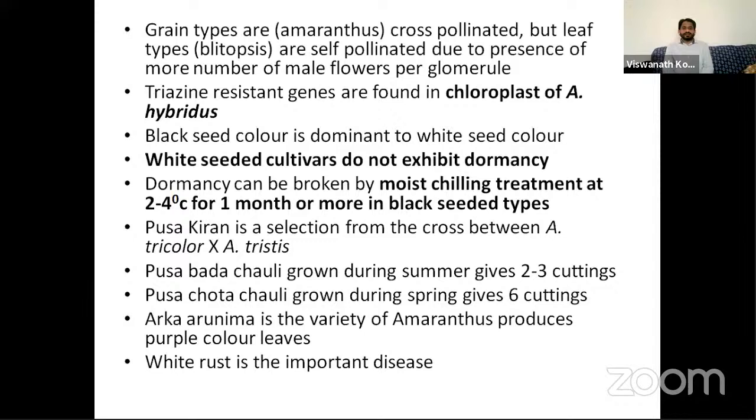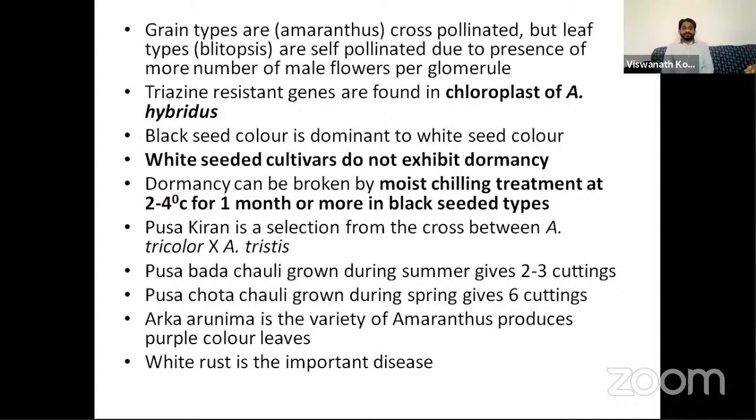That is for scarification. Scarification means removal of the hard seed coat by rubbing the seeds against sandpaper or some hard substance. That is scarification. And here it is stratification. That means breaking the dormancy by giving the moist chilling treatment. This is stratification. The duration is 1 month at a temperature of 2 to 4 degrees centigrade.